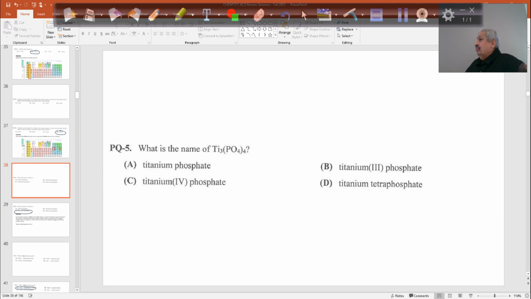What's the name of this compound here? Naming compound, quick. What's the name of this compound? First of all, is this an ionic or covalent compound? What is this compound, guys? Look at all the options you have.